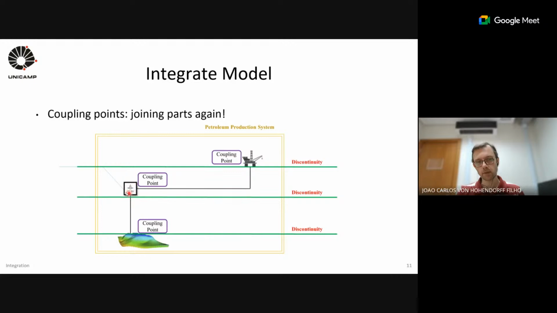along this tubing, and the pressure drop needs to be maintained also along this tubing. But we use this concept of coupling point depending on how I implemented the integration, to help us include, for example, a specific model for the topsides implemented in a specific simulator, or a specific model. How do I connect it with the tubing model and the reservoir model? I need to use that concept of coupling point.